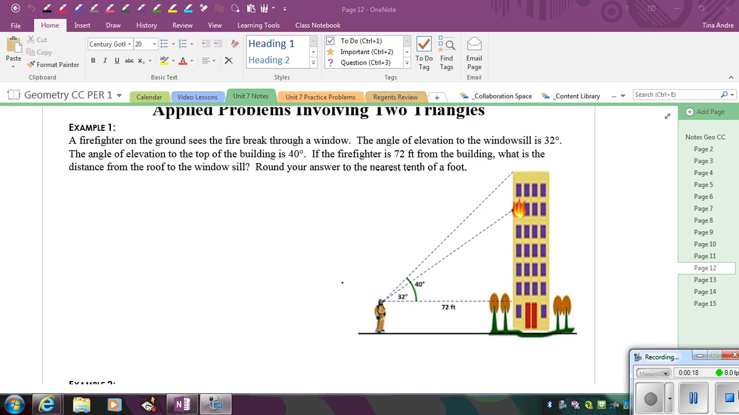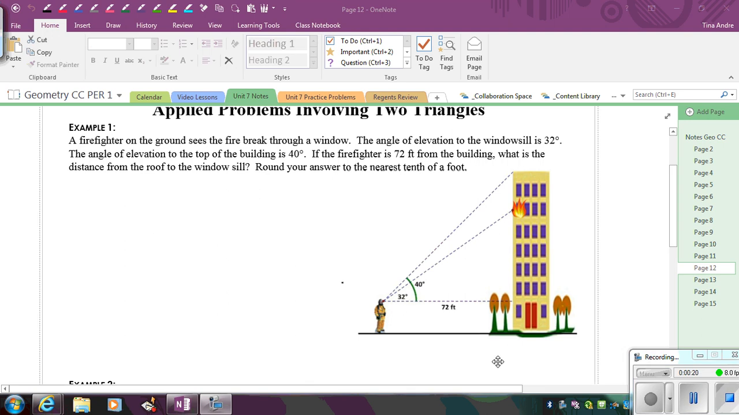The angle of elevation to the windowsill, so from his eyesight, from the horizontal line up to the windowsill, is 32 degrees. The angle of elevation from his eyes up to the top of the building, so this entire angle, is 40 degrees. We know that the firefighter is 72 feet from the building, so that distance is 72 feet.